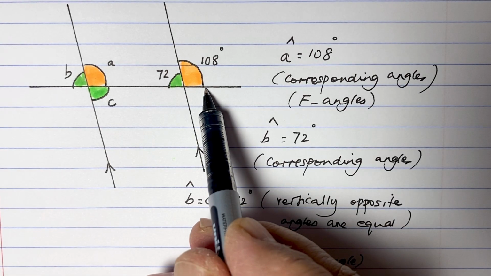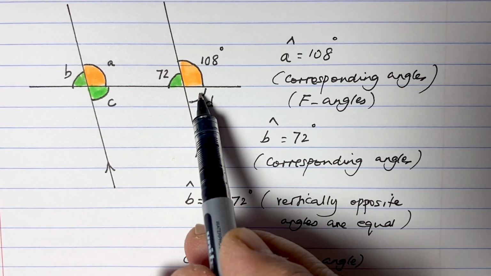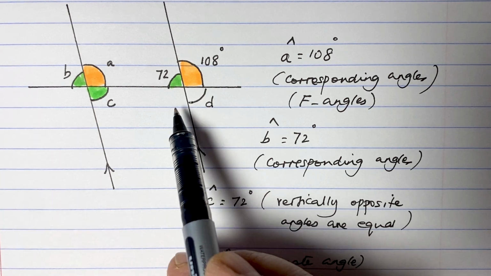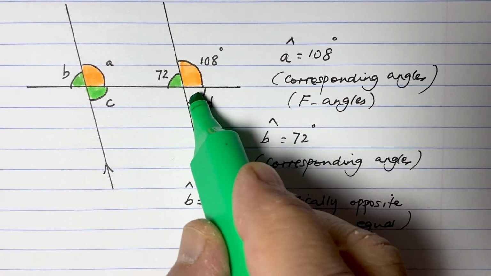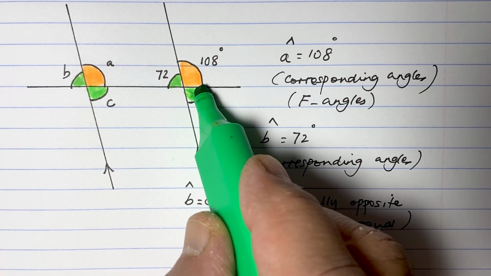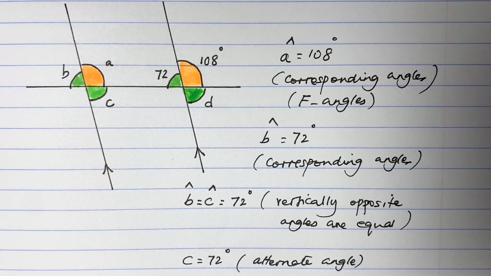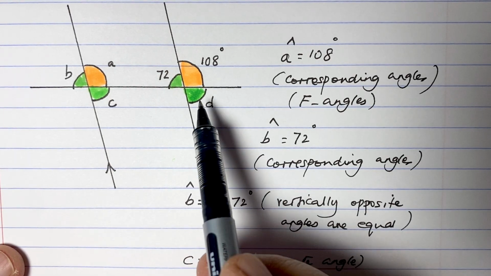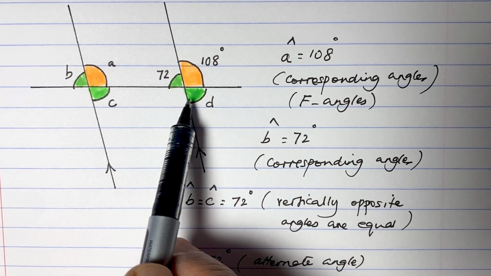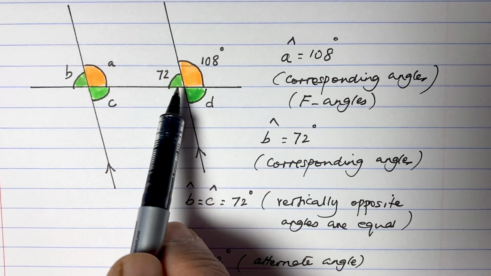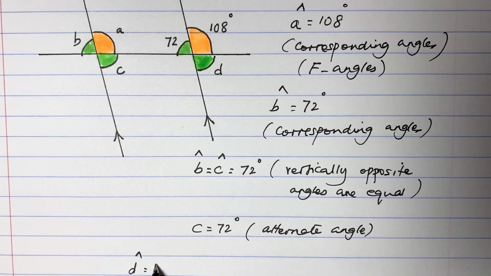What about this angle here? Angle D. Is it a small angle or a big angle? Obviously, small angle is an acute angle. 108 is an obtuse angle, so I'm going to mark it with green. Now, angle D. I've got many reasons to tell you angle D is 72. Reason 1. D and 72 are vertically opposite angles. So I can say D equals 72.